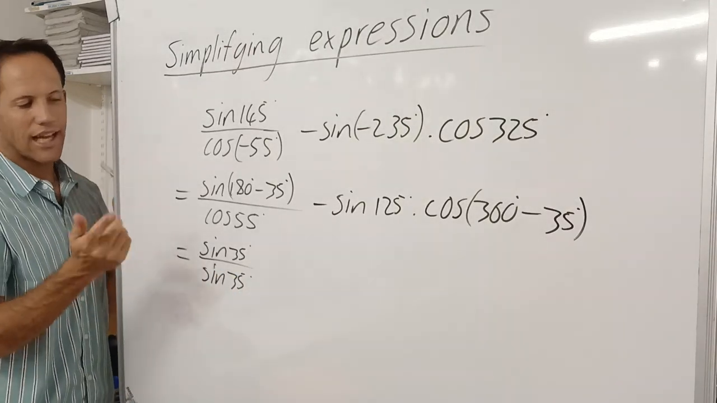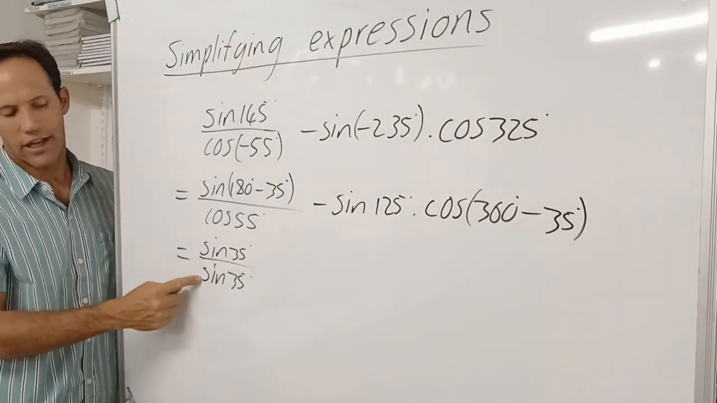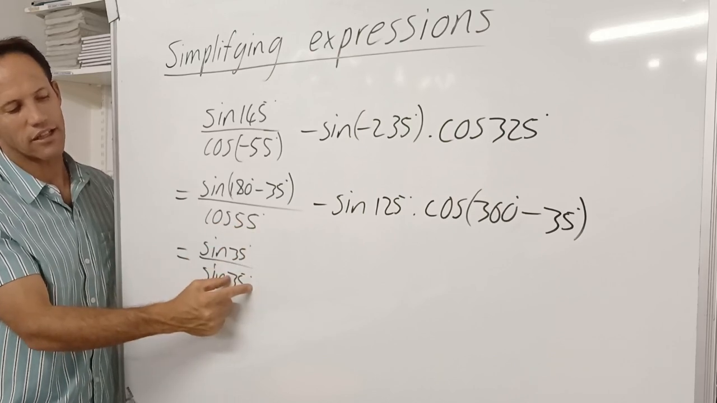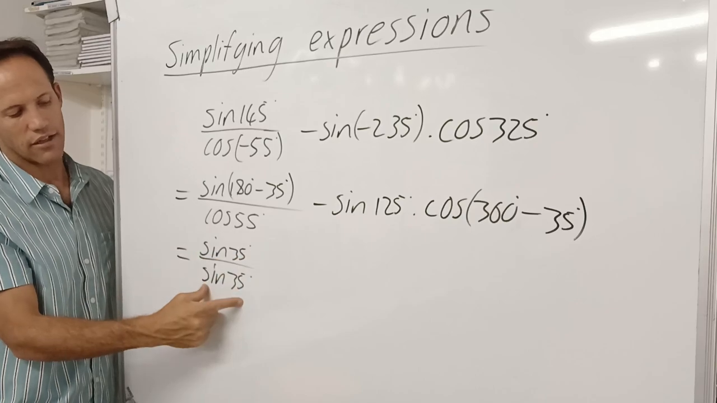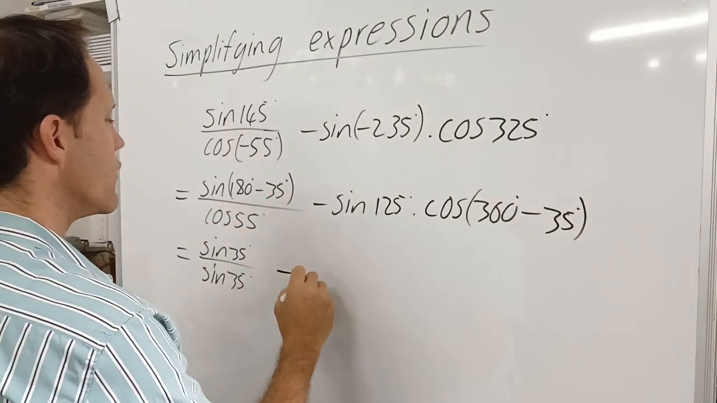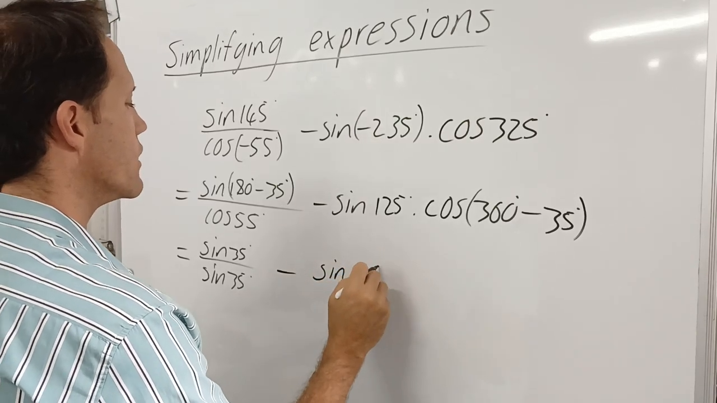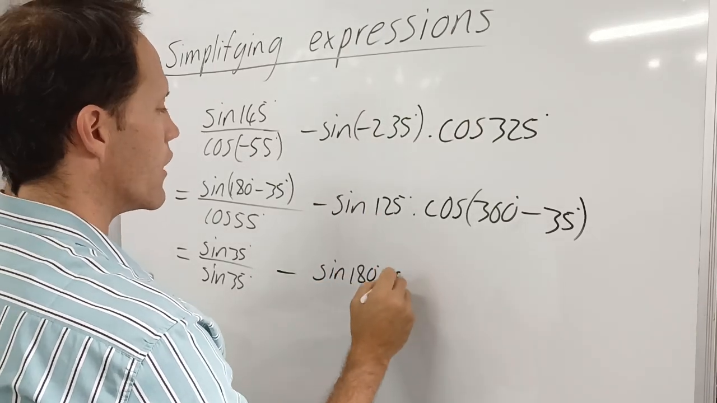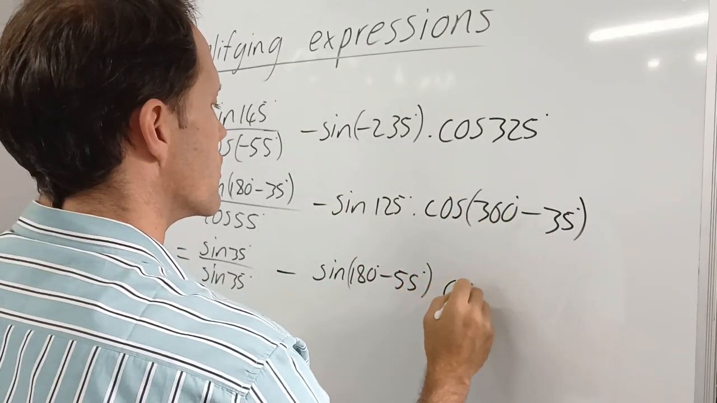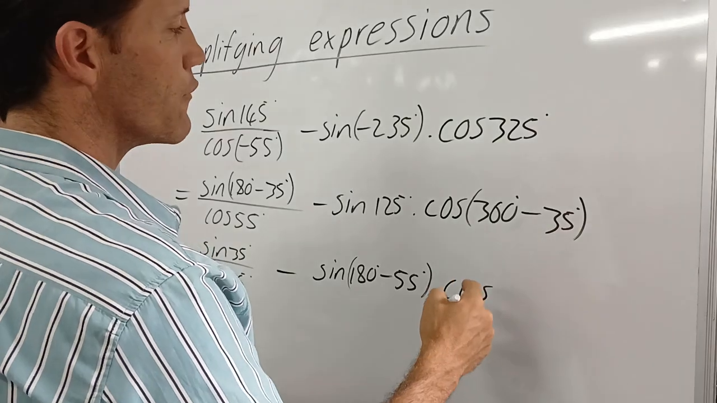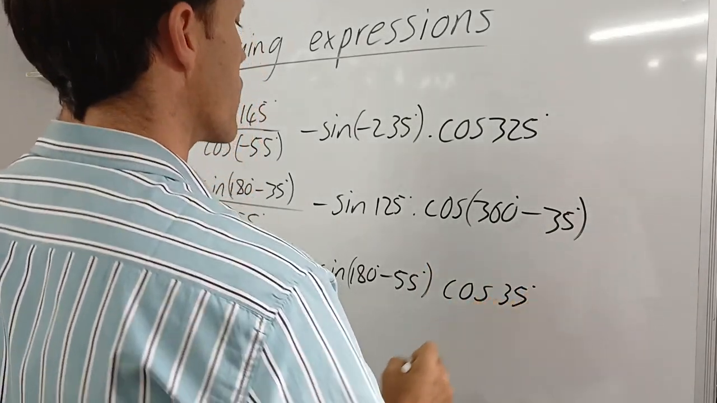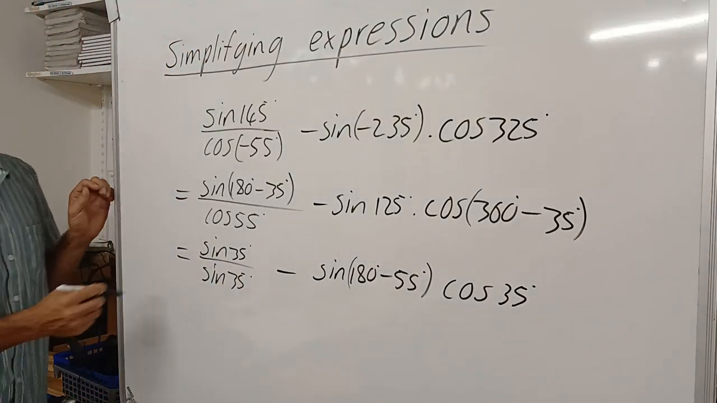Okay, so at any time you can go from cos to sine, as long as you make sure the two angles add up to 90. 55 plus 35 is 90, so I can change the cos to a sine using co-ratios. Okay, and then here we're going to say 125 is sine of 180 minus 55. And here we're going to say cos of 360 minus 35 gives you cos 35. Okay, so this part is fine now.